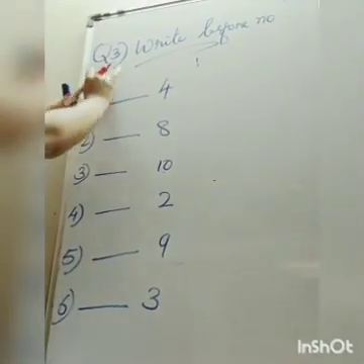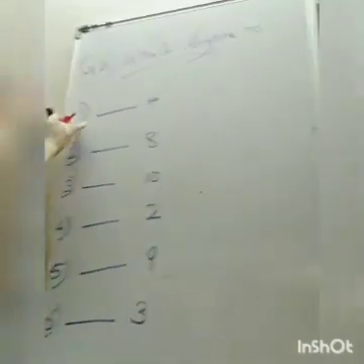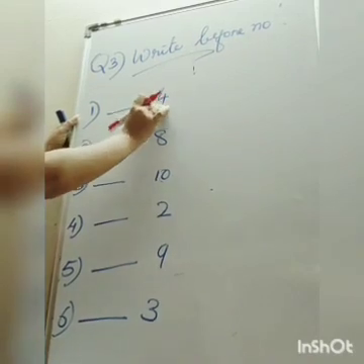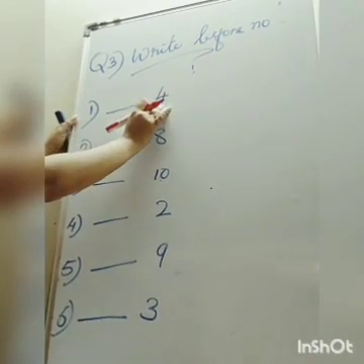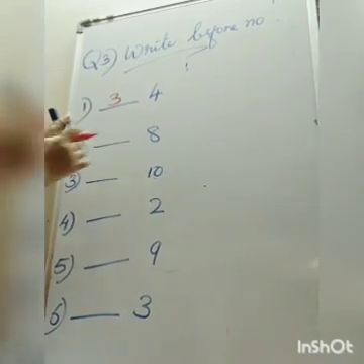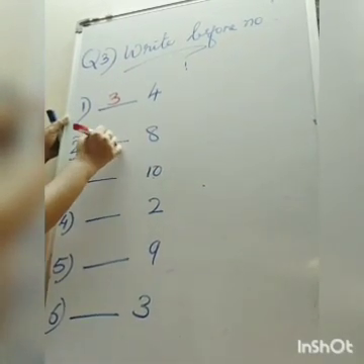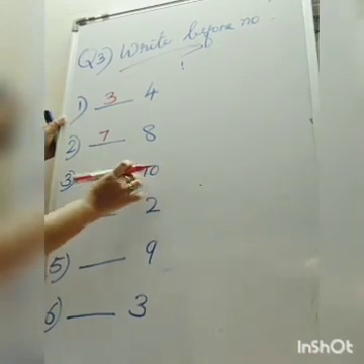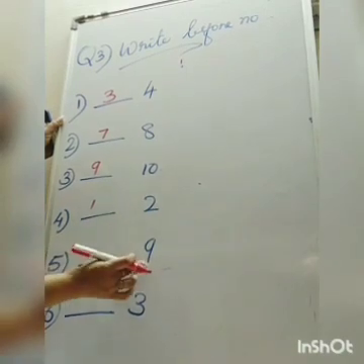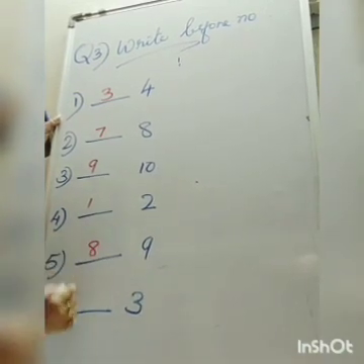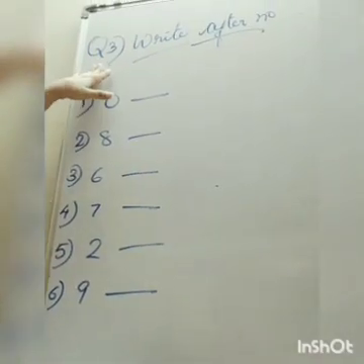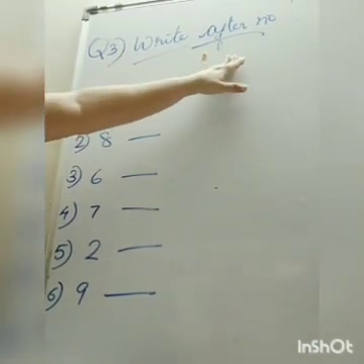Question number 3. Write before number. Question number 1, before number of 4. That means subtract 1 from 4, we get 3. 3 is the before number. And before 8, 7. Before 10, 9. Before 2, 1. Before 9, 8. Before 3, 2. Clear?